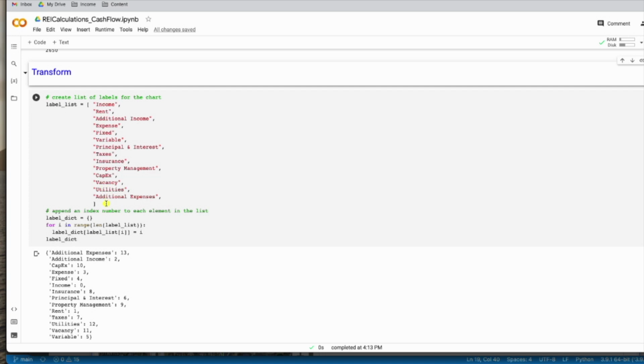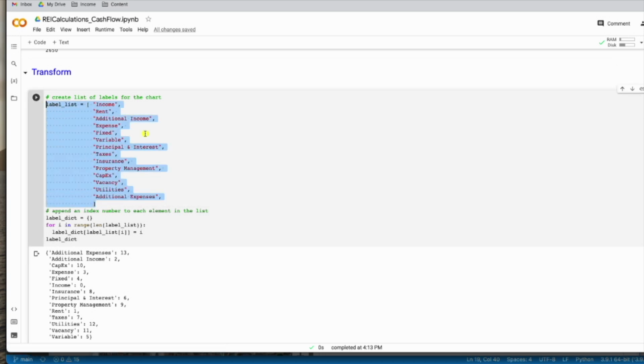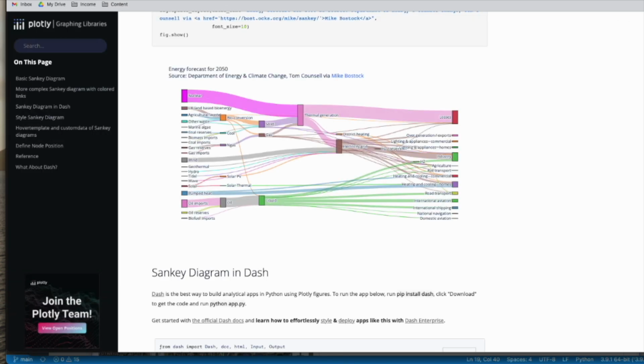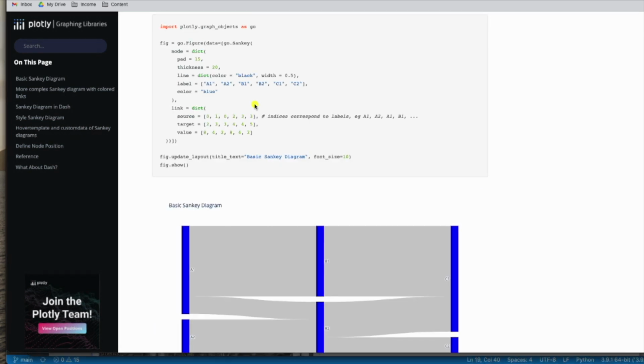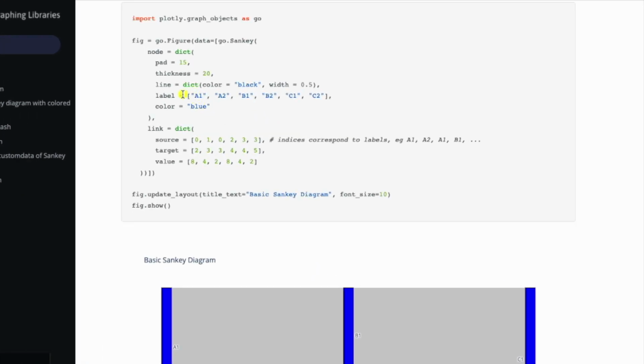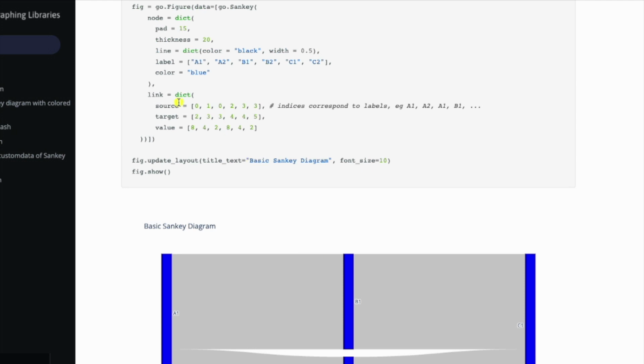So here are going to be our labels that we're going to have in our chart. In order for us to pass in labels for the Sankey diagram, it needs integers. In this very simple example, they have different labels, A1, A2, B1, etc. The way this works is the source is where it starts, target is where you want to go to, and then the value. So you would read this as source A1, target B1, so A1 to B1, and the value is 8, which is right here.